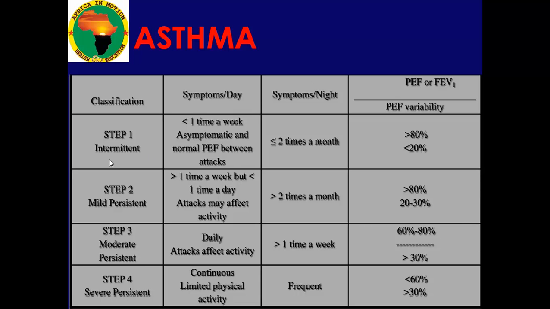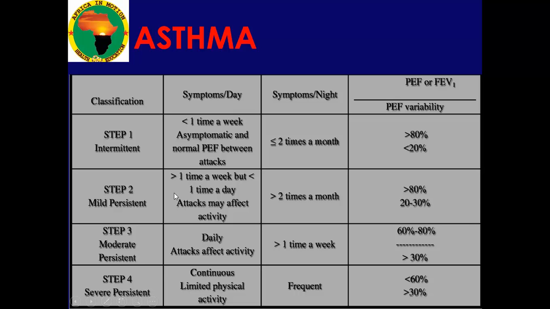Then when you check per night, this was the day symptoms, but at night the patient might have less than 2 attacks in a month. That will be mild. And when you check the peak expiratory flow rate, it will be above 80%.